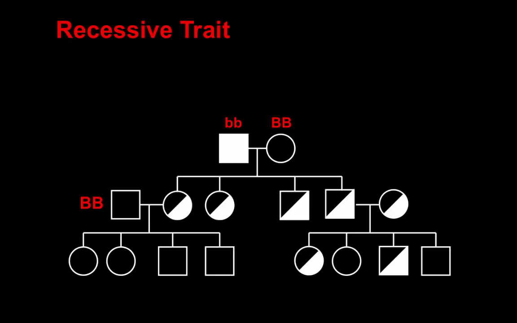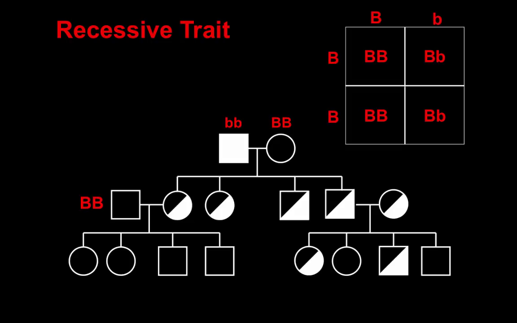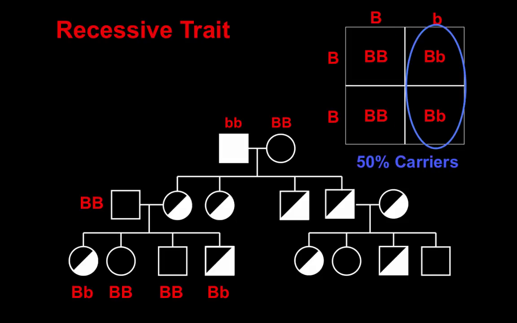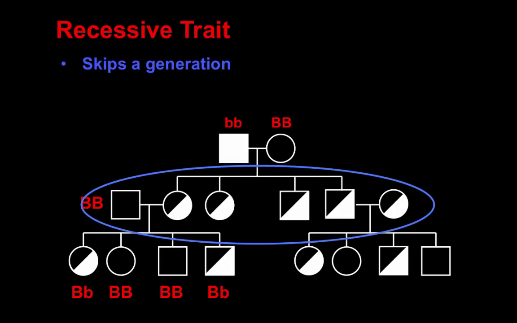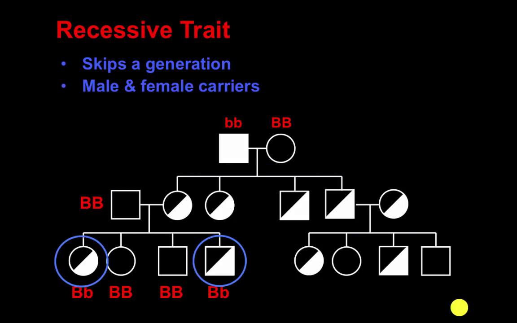Now again, on this side, we wind up with a homozygous dominant, meaning that we're going to get some carriers, and it can again be matched up in that next generation. So again, it skips a generation, and it has male and female carriers.